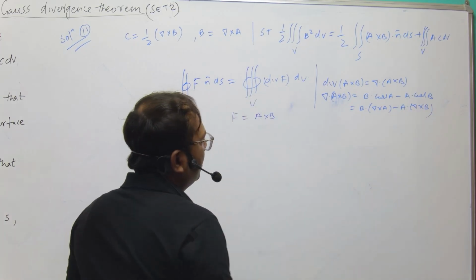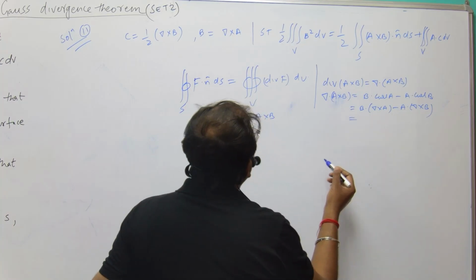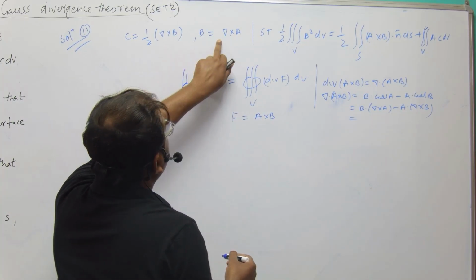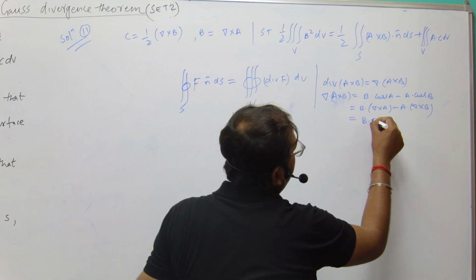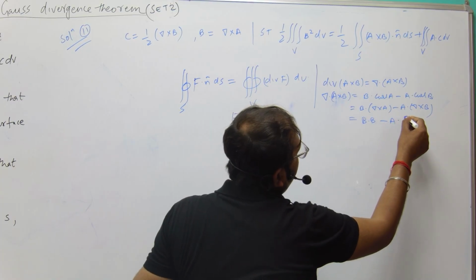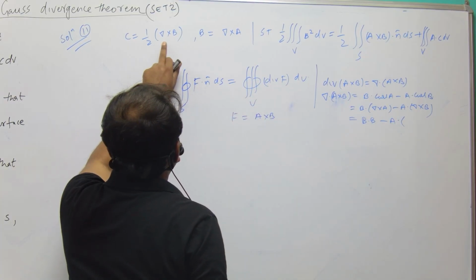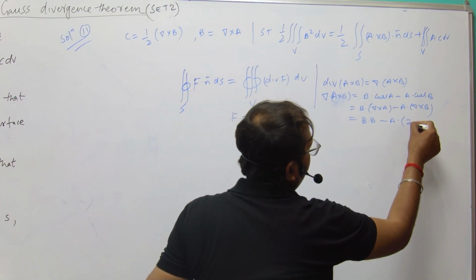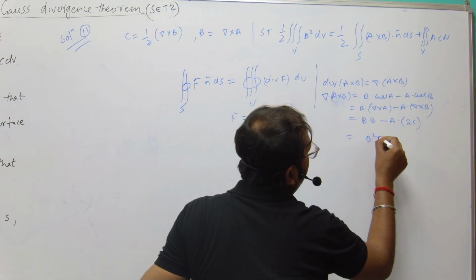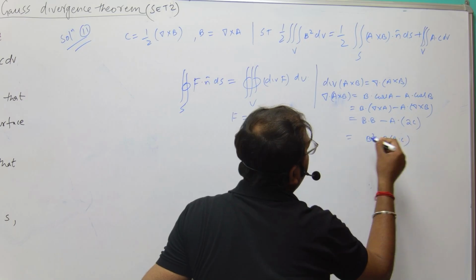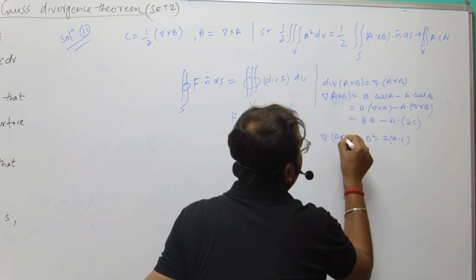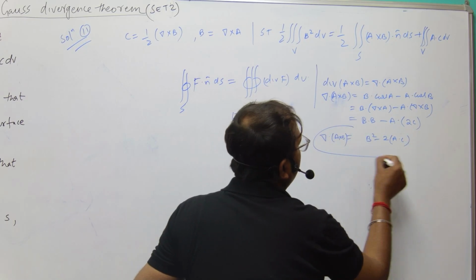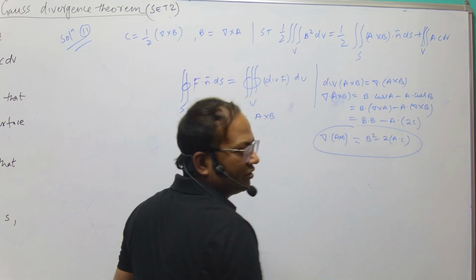The value of del cross A is B, so this is B dot B minus A dot, and del cross B here will be 2C. So we can write this as B square minus 2 times A dot C. This is the value of divergence of A cross B.